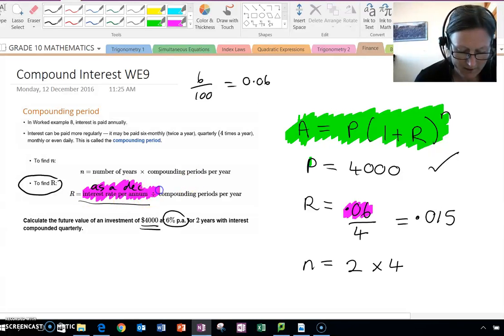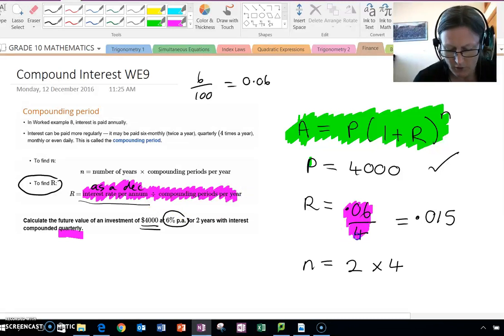And we need to divide that by the compounding periods per year. Now if you look down here, it says it's paid quarterly. So how many times a year is that paid? 4. So we divide by 4. So our rate is 0.015.